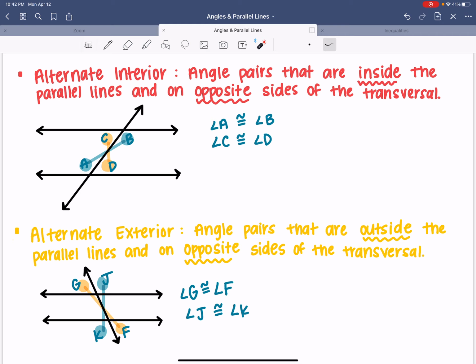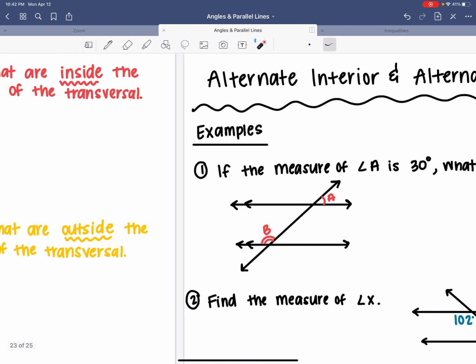Right, and then to prove that alternate exterior angles are congruent, the same thing applies. If we take angle G and we slide it down to its corresponding angle, they would be congruent, which is also congruent to this vertical angle F. Now let's look at some examples.